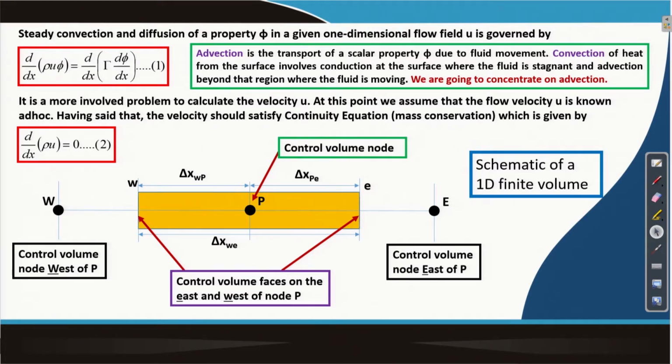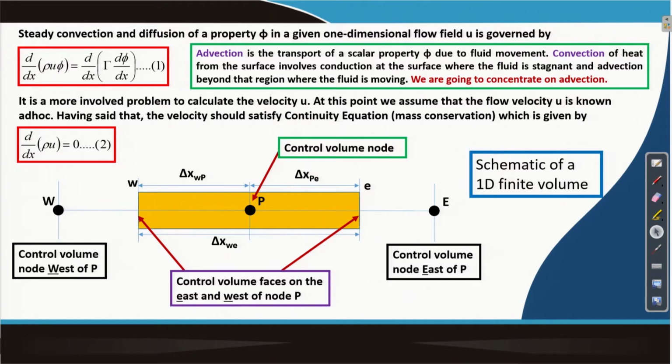And when we say convection, convection has a slightly broader meaning. In the context of heat, it would mean that convection of heat from a surface involves conduction at the surface where the fluid is stagnant because of the boundary layer effect, and there would be advection beyond that region which is stagnant or sticking to the surface, where the fluid is moving. So, advection becomes active in the layers where fluid movement takes place. So, we are primarily going to concentrate on advection.